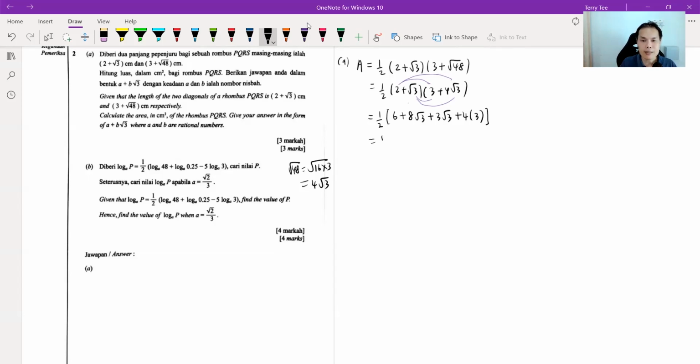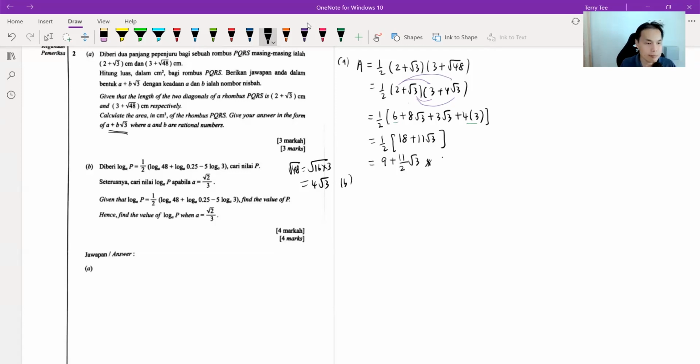Let's simplify this. This will be half. Now what I have here is 6 plus 12, which gives us 18. And then 8 surd 3 plus 3 surd 3 is 11 surd 3. We have to give our answer in the form A plus B surd 3. So as I multiply inside by half, I get 9 plus 11 over 2 surd 3. Okay, all right, that is only the first part.